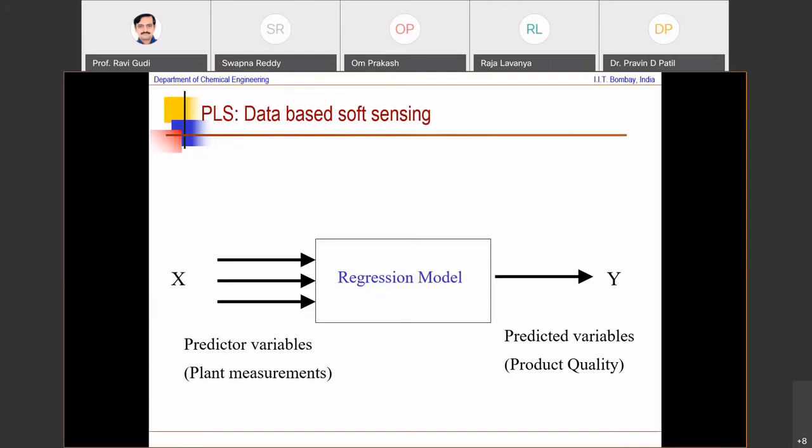Indeed, when I'm trying to identify a relationship between several Y's and the X's, it becomes a PLS, a projection to latent structures problem, because my X is collinear, it has several predictor variables. My Y is collinear, but it's a matrix of predicted variables. Typical examples are product quality and the like, and I want to build a regression model between them. So how do I go ahead and build that regression model? That is where this algorithm called PLS, or projection to latent structures, becomes important.